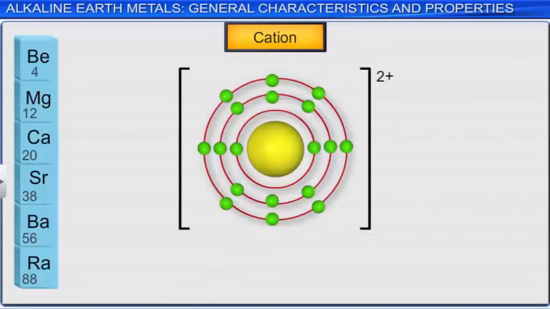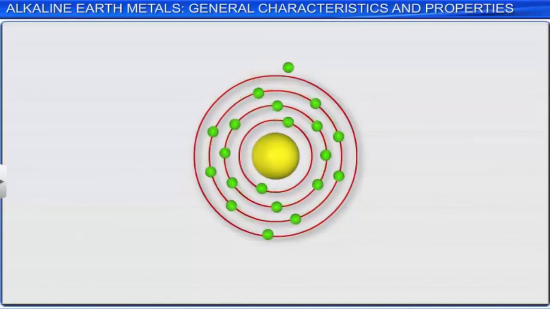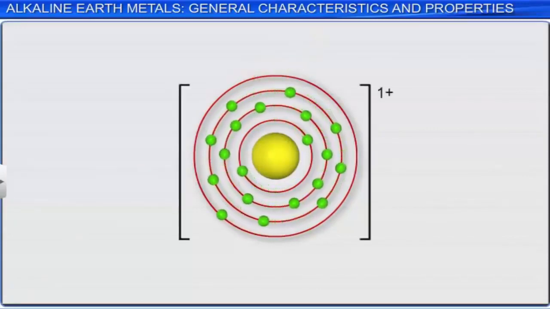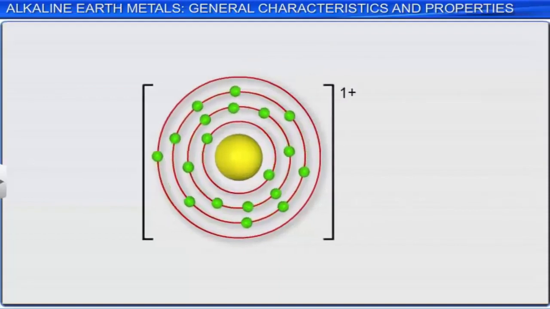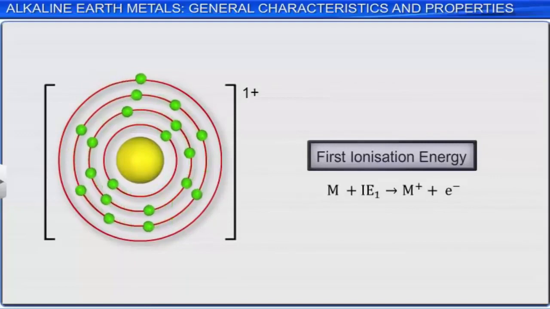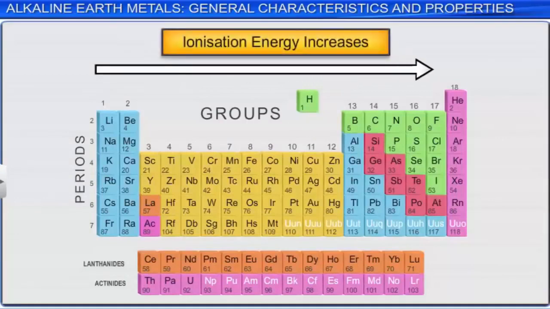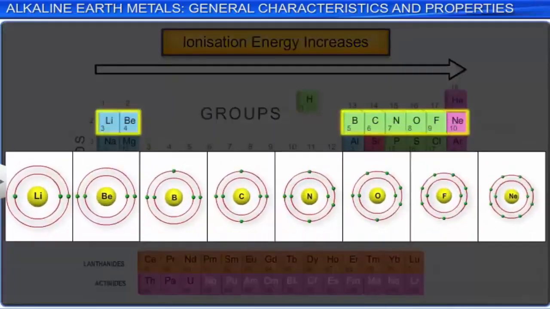Recall that ionization energy is the energy required to remove an electron from a neutral, isolated atom. A typical equation representing this change is shown. In general, ionization energy increases from left to right across a period, as the outermost electrons are held more tightly as the nuclear charge increases. In accordance with this trend, the alkaline earth metals have higher first ionization energies than the alkali metals.